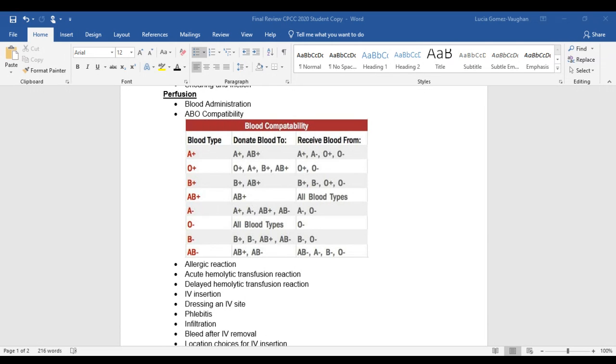I only have to wear gloves when I'm going to hang blood because I don't require any additional personal protective equipment, because splashing is unlikely.